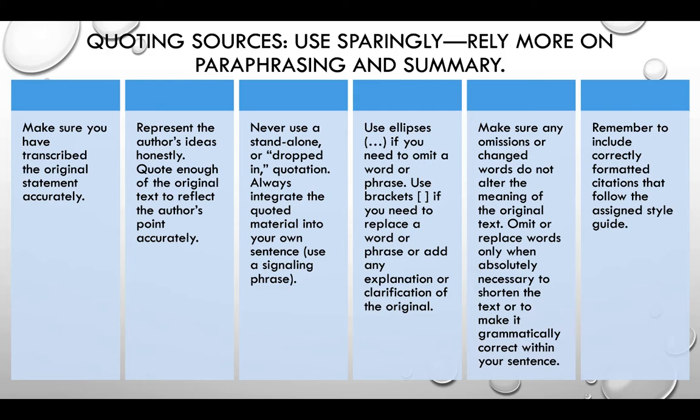If you're changing any words, say for example, somebody's saying personally, I feel like blah, blah, blah, and you work into it and want to say she instead, to do it third person, then you would use brackets to change any words to different things, or add an explanation or clarification on the original. Make sure any omissions or changed words do not alter the meaning of the original text. So you aren't going to omit stuff that is going to change the meaning of what you're trying to say.